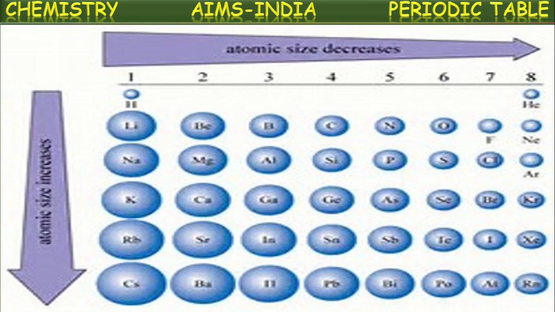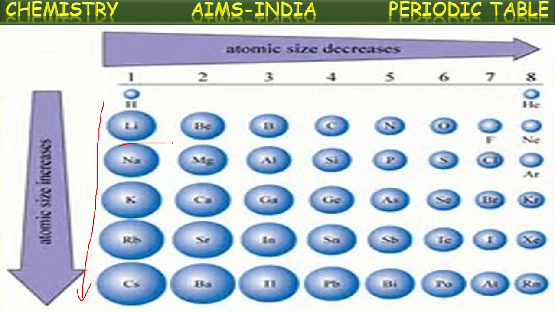This is a summarization of atomic radius in the groups and periods. What can we say? In a group, from top to bottom, atomic size increases as the number of shells increases from one element to another element. And what about in a period?